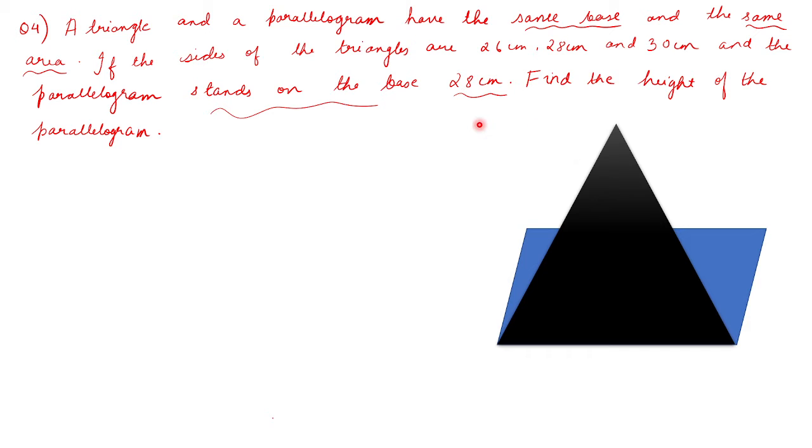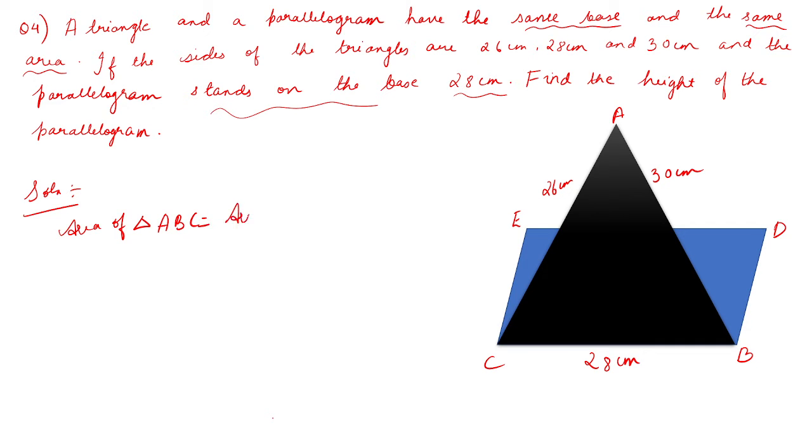But be careful here. What have they given in the first part? A triangle and a parallelogram have the same base. Now they have given that the parallelogram base is 28 centimeter. That means even for this triangle, they have the same base, and it is going to be 28 centimeter. Clear? Then you can put 26 centimeter here, and 30 centimeter here, and name your triangle as ABC and your parallelogram as BCDE. Clear? Therefore, solution: what is given to us? Area of triangle ABC is equal to area of parallelogram BCDE. Clear? Up to this much?